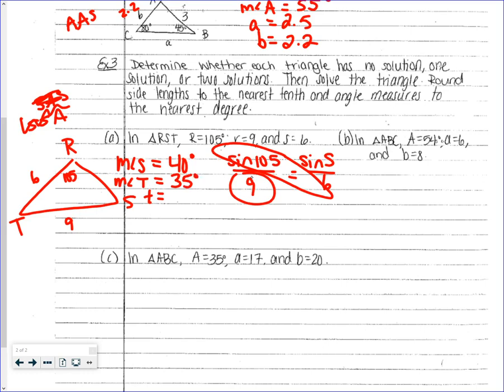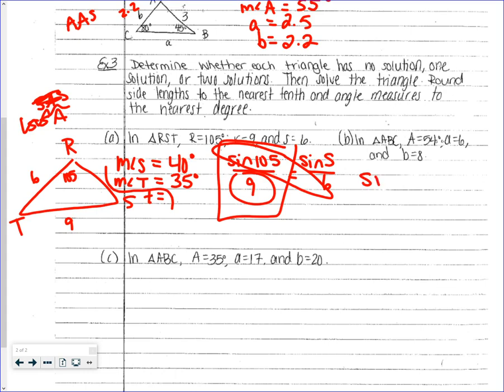35 degrees. Very good. So now all I'm missing is side T, right? Whatever you've already used is still going to be usable. Like that sine 105 over 9, I don't really have to think about it. I'm just going to use it again, okay? So I'm going to go over here.